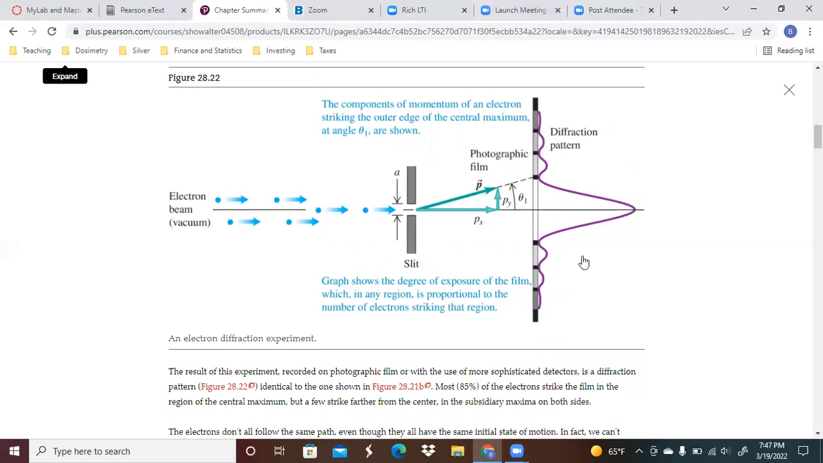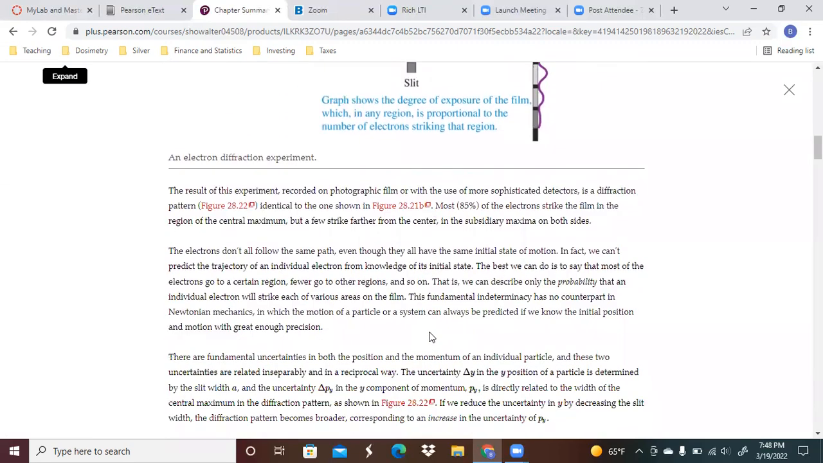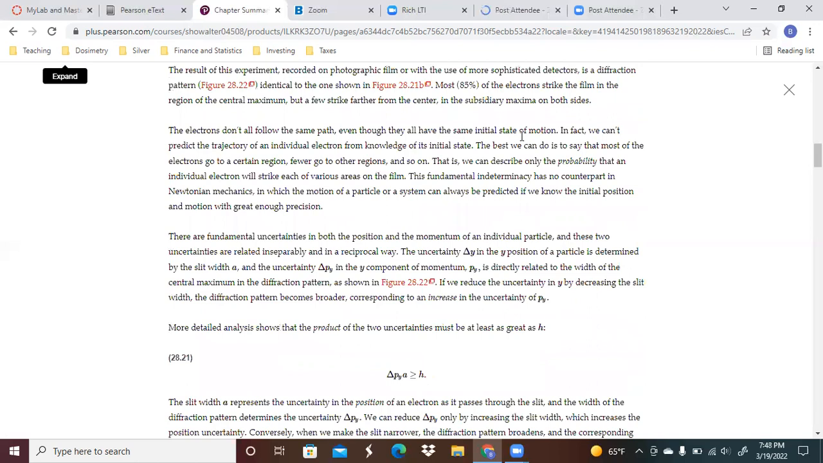The graph shows the degree of exposure of the film. In other words, you're seeing the exposure of the film here. Most of the electrons hit here, but you still have some hitting out here. So the result shows a diffraction pattern identical to the one you saw earlier. About 85% of the electrons strike the film in the center region, but a few strike farther from the center in the subsidiary maxima on both sides.